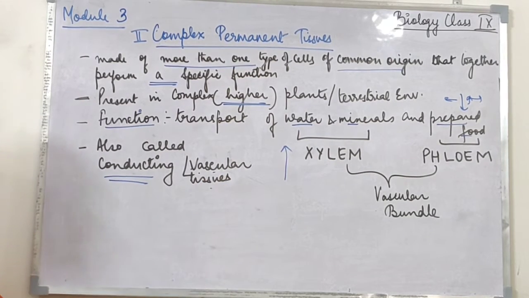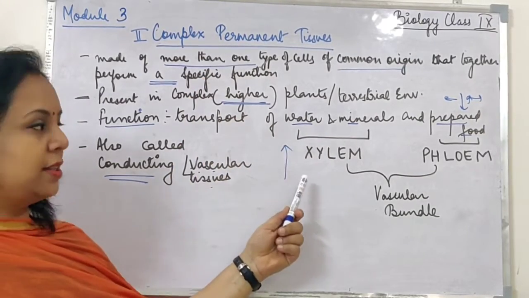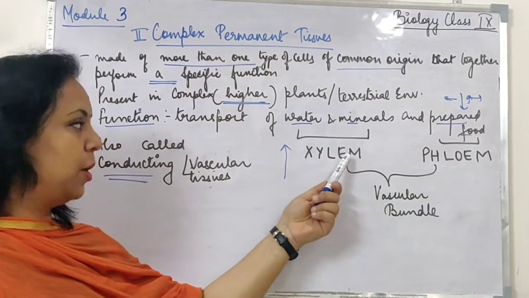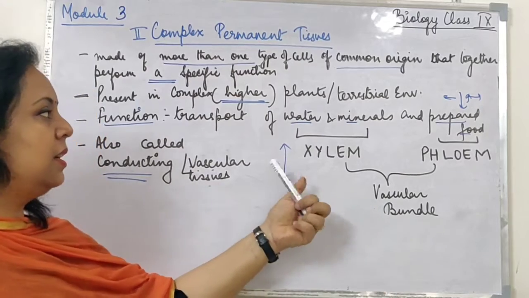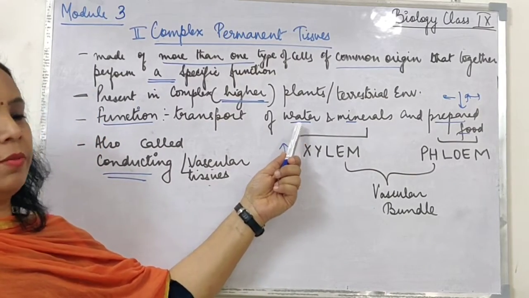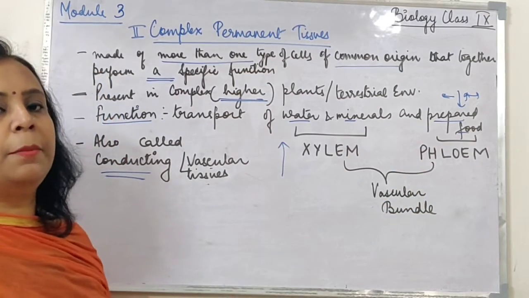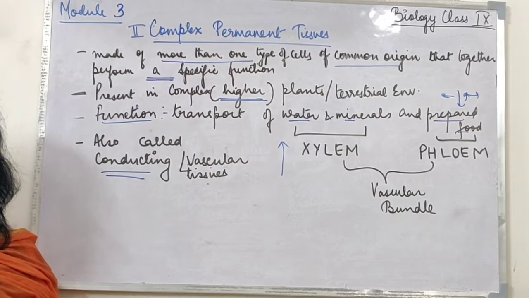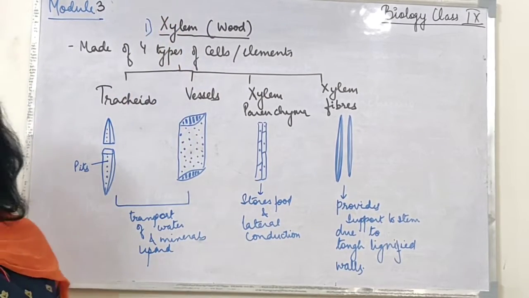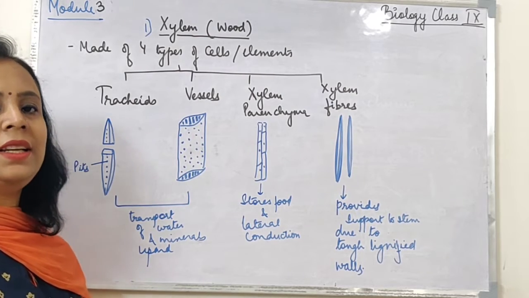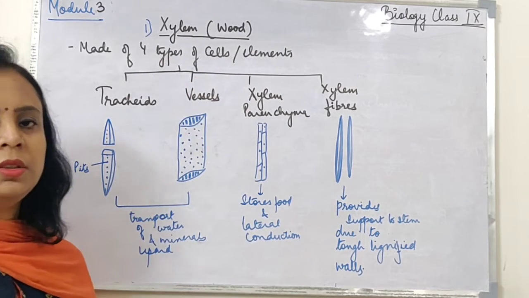The complex permanent tissue is of two types. It is made up of xylem and phloem, which together form the vascular bundle. Xylem is responsible for the movement of water and minerals, and phloem is responsible for the movement of prepared food in the plant. The first type of complex tissue that we are going to study is the xylem. It is often called wood also.